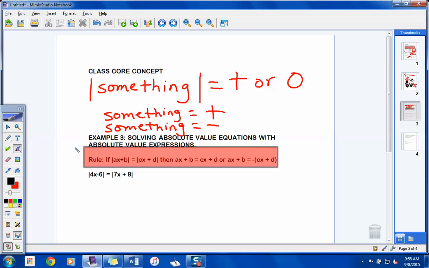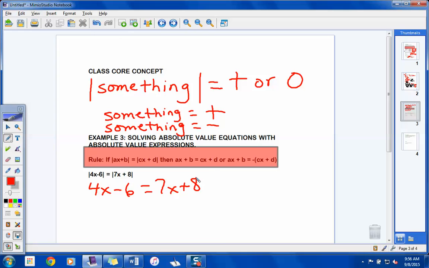Okay, here's how this works. All right, this is where things get interesting. You're going to take the left part, 4x minus 6, set it equal to what's inside here, 7x plus 8, right? Just leave it the way it is. We're going to end up solving that. Basically, this is an equation with variables on both sides now, and we're very accustomed to those, right?